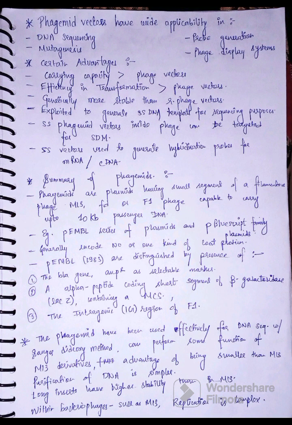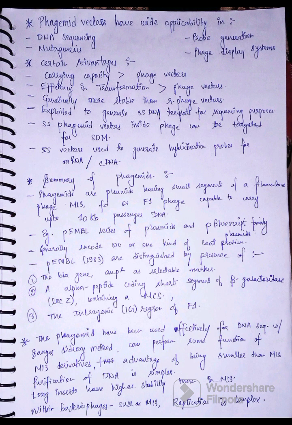Various processes are there in recombinant DNA technology, RDT, right? In probe generation, phagemids are used as detectors after the hybridization process, when we want to identify those specific sequences that we desire. It also helps in DNA sequencing, mutagenesis study, and phage display systems, right?